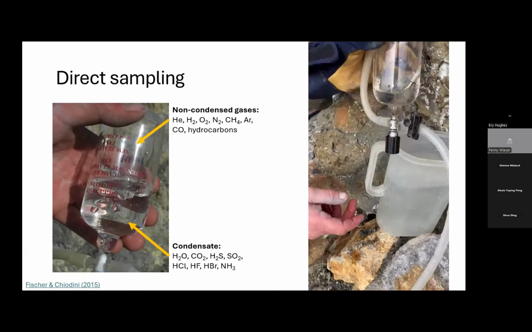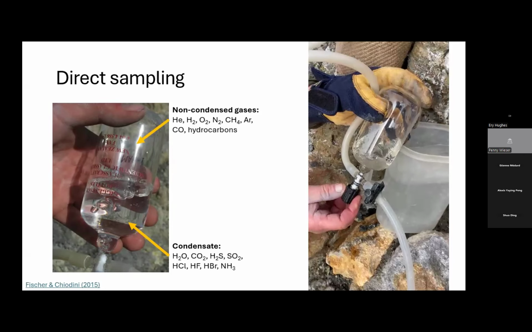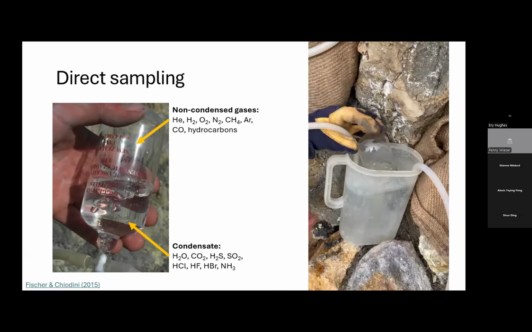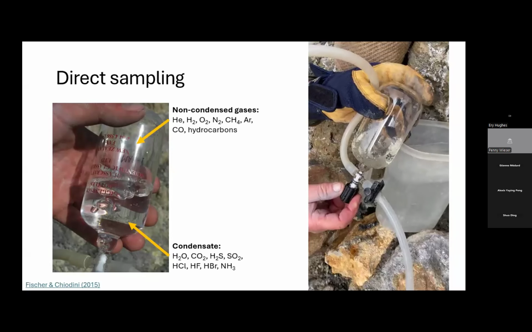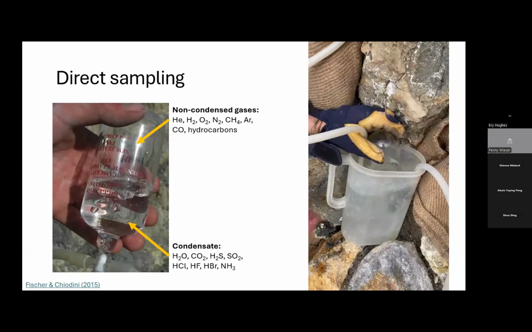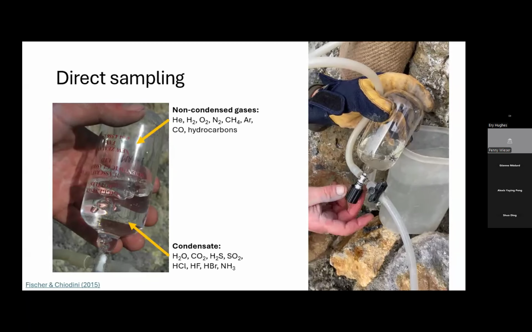The water is going to condense because it's colder. And then we also see these other species that go into the condensate. So things like H2S, SO2, the halogens and ammonia will dissolve into that condensate. And you end up trying to cool it down as well. So that's a bucket of ice. And that's to make the water condense, but also it speeds up the dissolution of CO2.